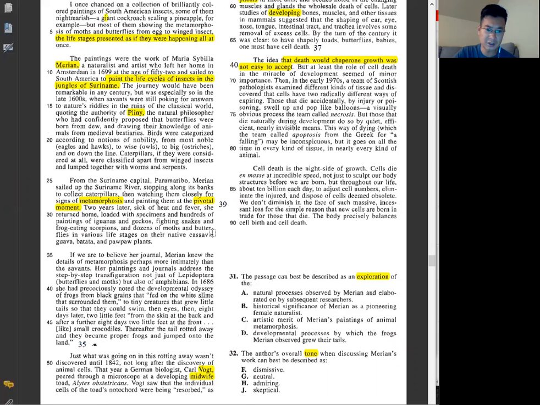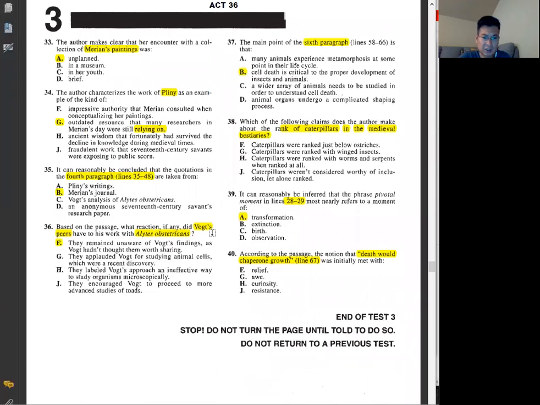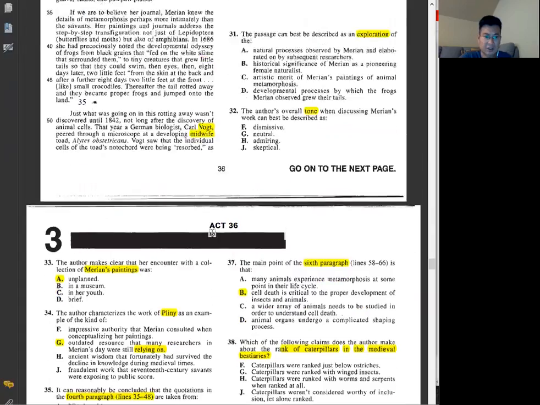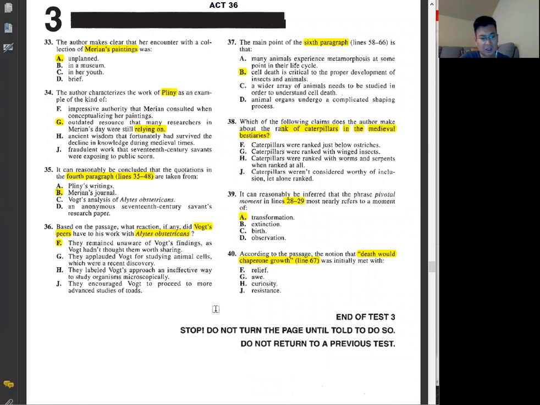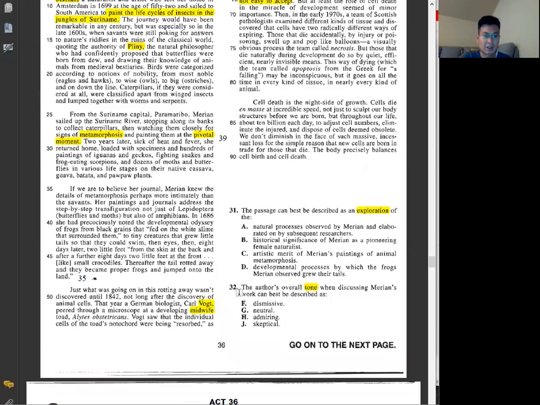In the next paragraph, it says cell death is the nice side of growth. Cells die at incredible speed and sculpt our bodies, blah, blah, blah. So in the beginning, in the line for question number 40, it says initially met with. Initially, they didn't really think about that as right. That's what it's saying in the beginning of this. Line 68, but at least the role of cell death, miracle, seemed of minor importance. It says minor importance. So something negative. Something negative is resistance only. The resistance sounds like too much, but nothing else you can choose. And then the last paragraph, the importance of cell death, you can just find it.